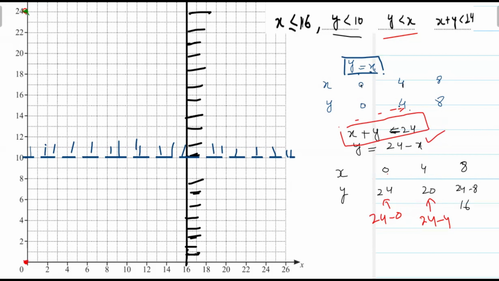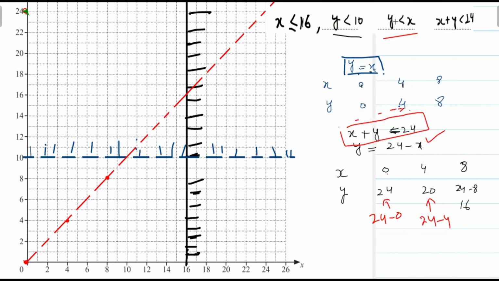Firstly, we mark the point 0, 0. Next is 4, 4. This is the 4, 4 point. And next is 8, 8. This position is 8, 8. Now we will draw a line which passes through these points. This is the straight line for this inequality, but the inequality is y is less than x. Therefore, this will be the dotted line. Draw the line in this way.